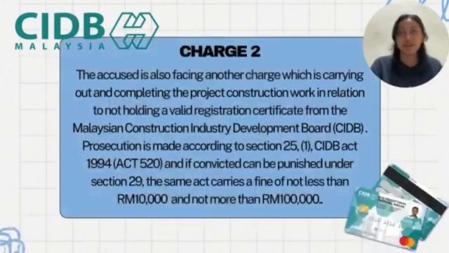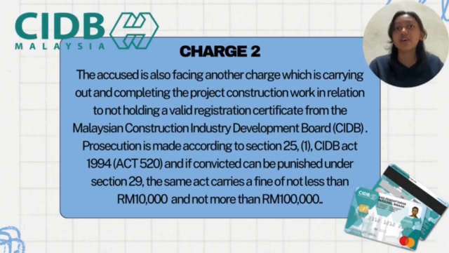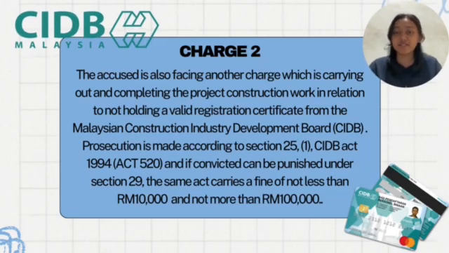Charge 2. The accused is also facing another charge, which is carrying out and completing the project construction work while not holding a valid registration certificate from the Malaysia Construction Industry Development Board (CIDB). Prosecution is made according to Section 25(1) CIDB Act 1994, Act 520, and if convicted, can be punished under Section 29 of the same act, which carries a fine of not less than 10,000 or not more than 100,000.